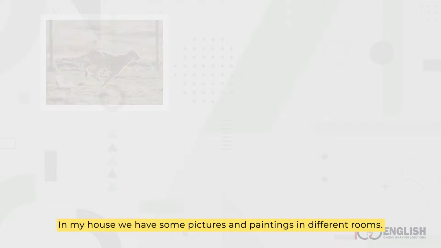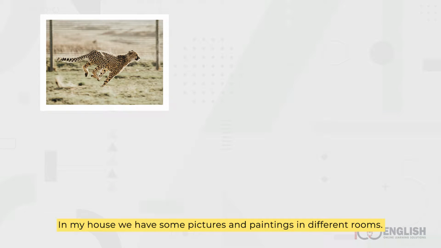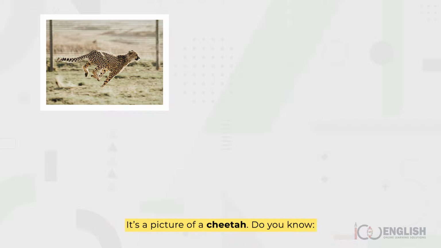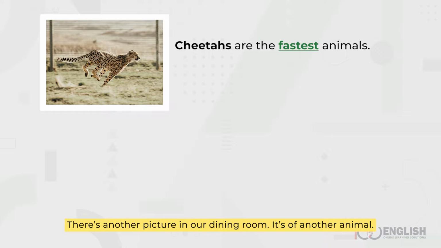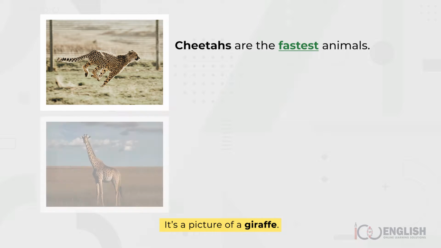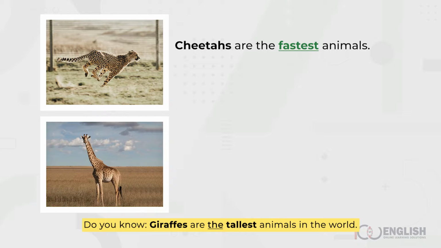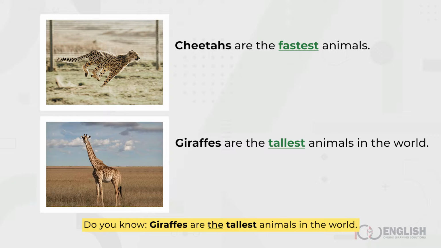In my house, we have some pictures and paintings in different rooms. There's a really amazing picture in our lounge. It's of an animal. It's a picture of a cheetah. Do you know, cheetahs are the fastest animals? There's another picture in our dining room. It's of another animal. It's a picture of a giraffe. Do you know, giraffes are the tallest animals in the world?